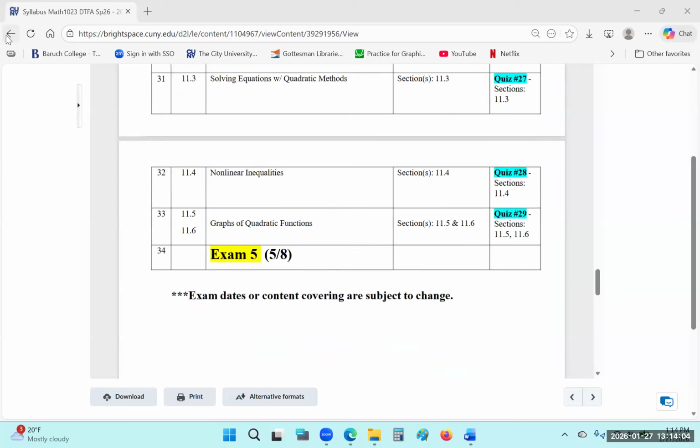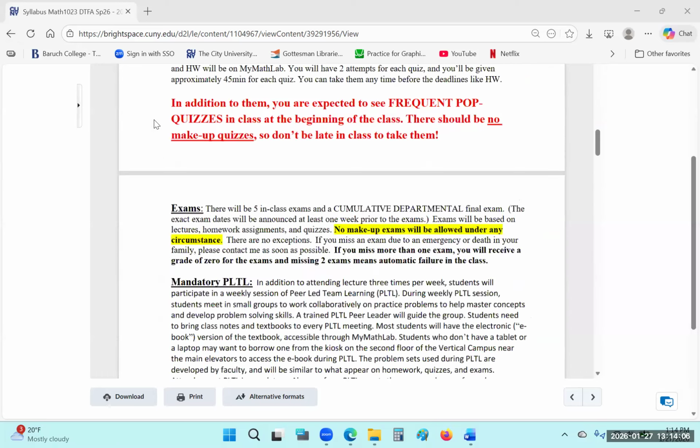That's all about the syllabus. Any questions so far?